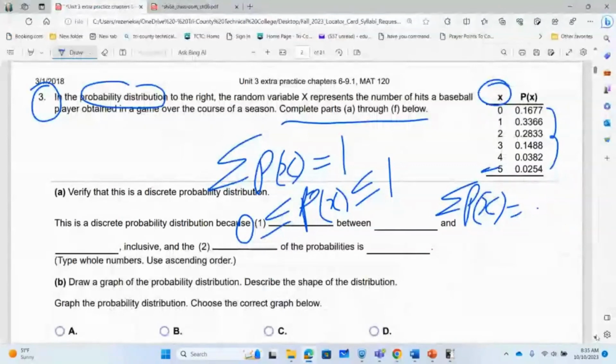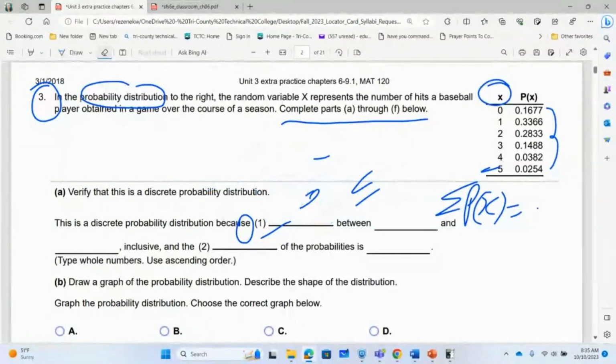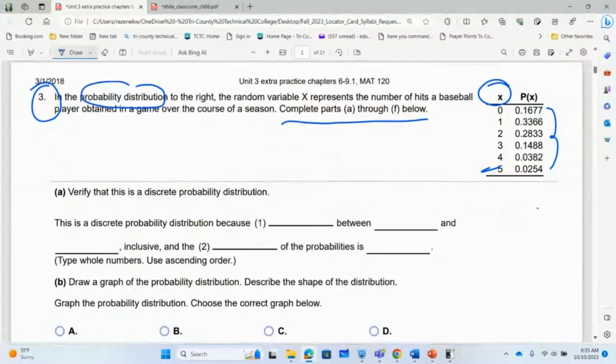Okay, verify that this is a discrete probability distribution. We're answering the questions here now. This is the kind of question you have in the test; some of these questions are already in the test. Verify that this is a discrete probability distribution. This is a discrete probability distribution because none of the numbers is negative, and each is between 0 and 1. There are so many ways you can write it.